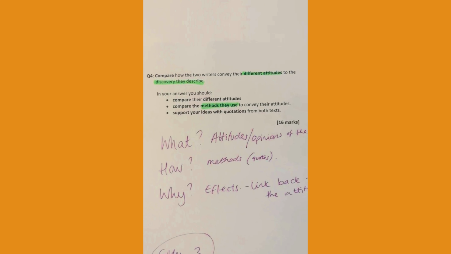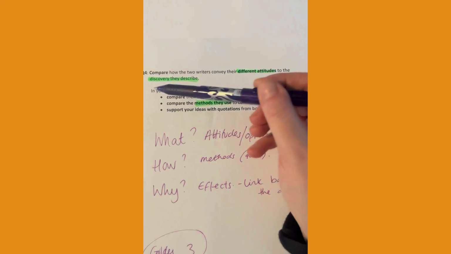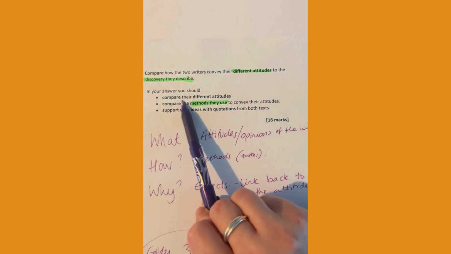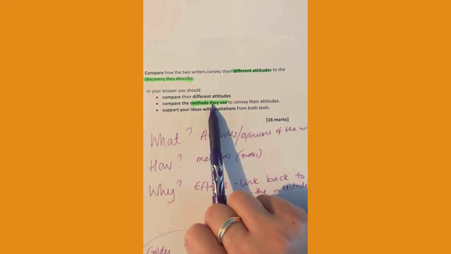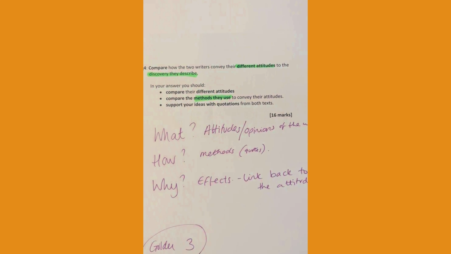So if you remember the previous cohort nugget, we looked at this question. So we're still working on the discoveries papers and going back over how we can improve our responses and our approach to those questions. Our question was: compare how the two writers convey their different attitudes to discovery they describe. And in the question, they will always give you some bullet points to help you and just to jog your memory: compare different attitudes, compare the methods, and then use quotes. So the bullet points are there to help you should you need them.